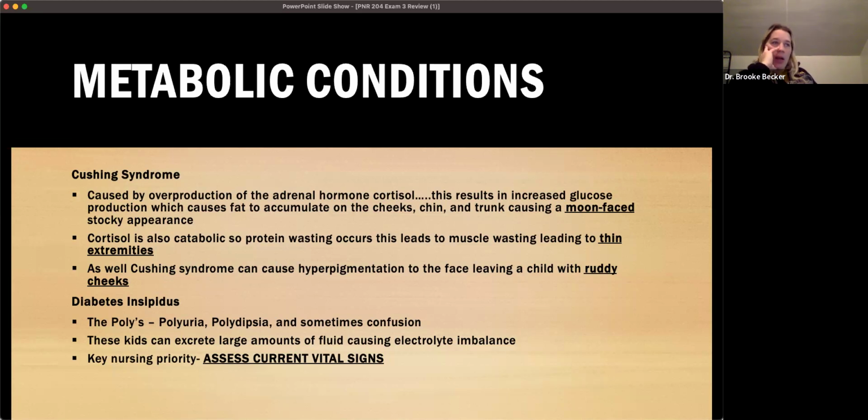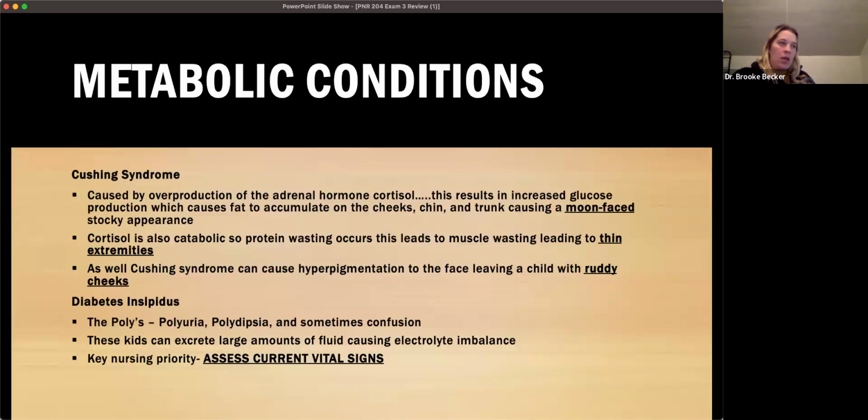So cortisol is a catabolic protein. Protein wasting occurs that eventually leads to muscle wasting. So these kids are also going to have thin extremities. And then a lot of times they're going to have hyperpigmentation in their cheeks. So they may also have some more kind of ruddy red cheeks.